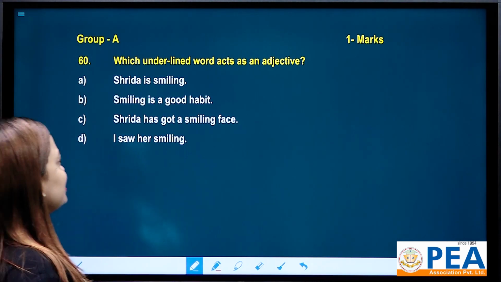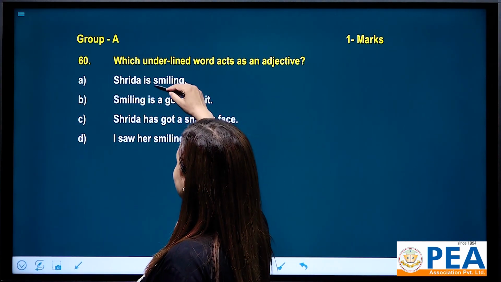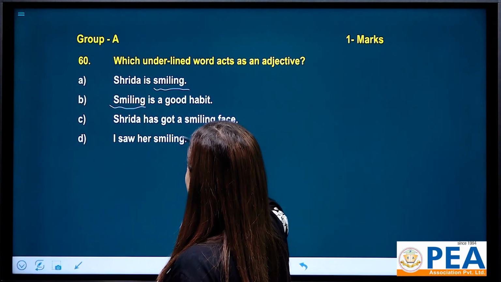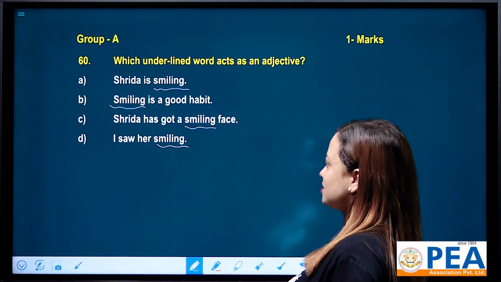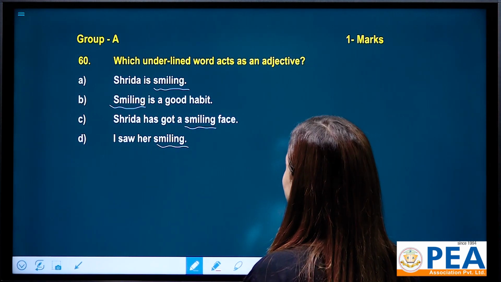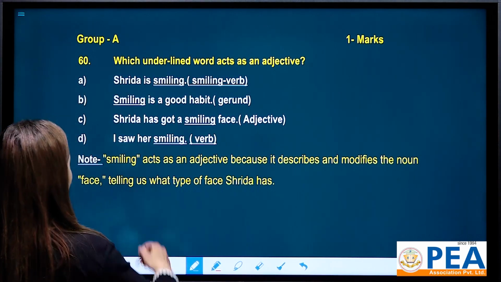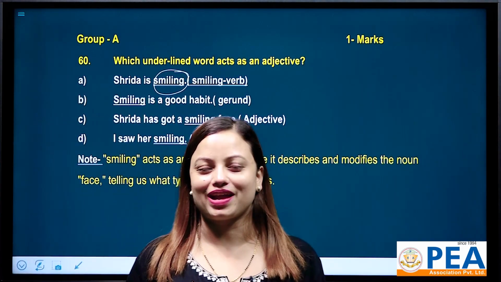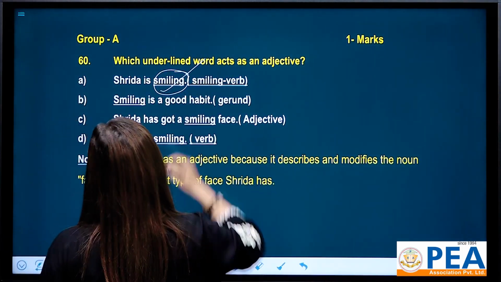In terms of question number 60, which underlined word acts as an adjective, right? Here, Sridha is smiling; smiling is a good habit; Sridha has got a smiling face; I saw her smiling. So let's describe. In option A, Sridha is smiling. Smiling here means action: she is smiling. That's why this smiling is a verb.